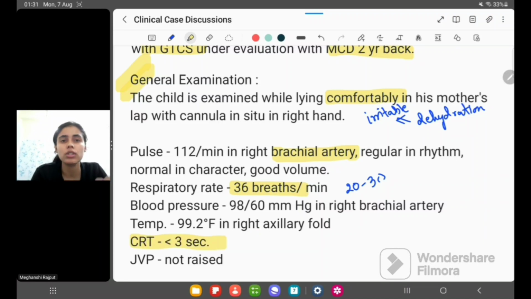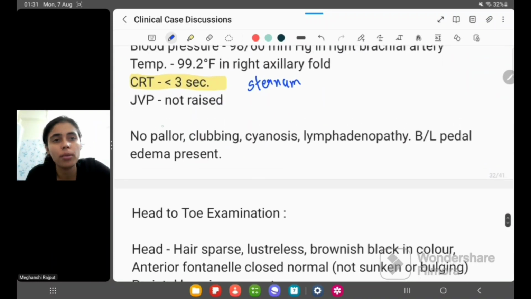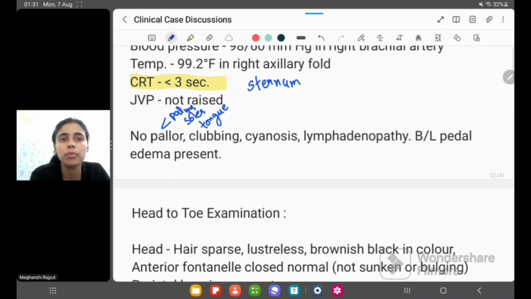So for CRT in adults, usually we press the thumb and see the blanching and the spontaneous return of the blood in less than 3 seconds. But in children, we take it on sternum. Okay. Then there is no pallor, clubbing. So for pallor, usually in adults we check the lower palpebral conjunctiva, but in children we check it in palms, soles, and tongue. Okay, to see if some degree of pallor is there or not. Here it is not there, and there is a bilateral pedal edema present.